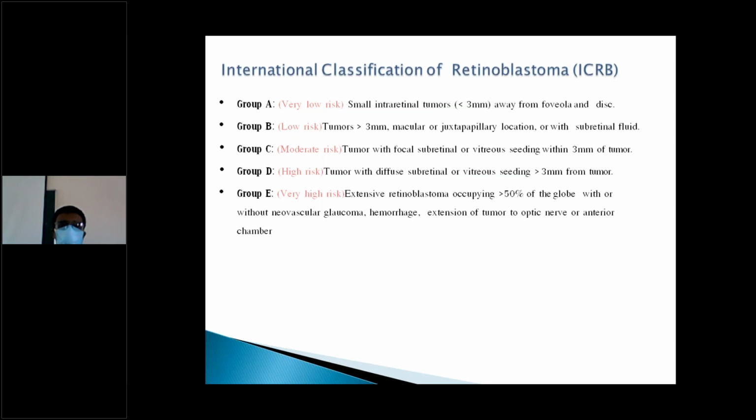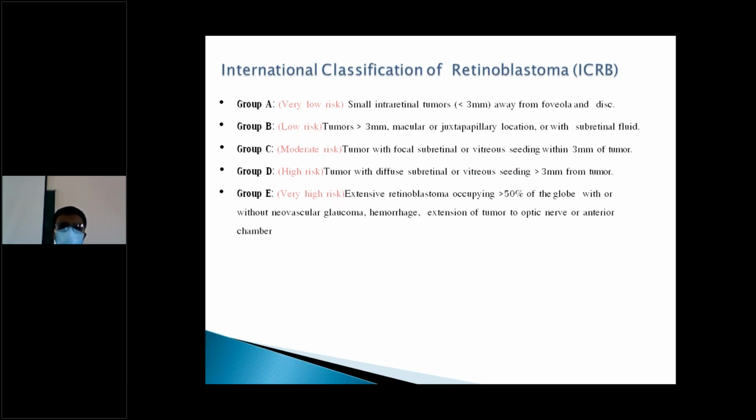Group B, low risk. The tumor is more than 3 mm in diameter, or within 3 mm from the center of the fovea, or within 1.5 mm from the optic disc margin. That is called Group B. Group A is less than 3 mm and away from the 3 mm zone from the center of the fovea or 1.5 mm away from the disc. That is Group A. Group B, low risk: the tumor is more than 3 mm, or it is within 3 mm from the center of the fovea or within 1.5 mm of the optic disc.